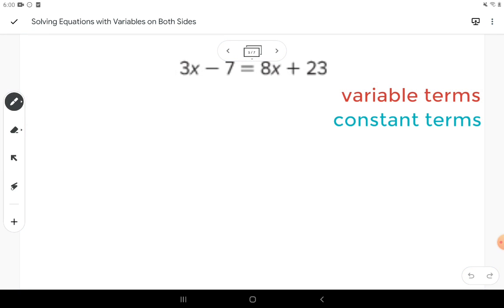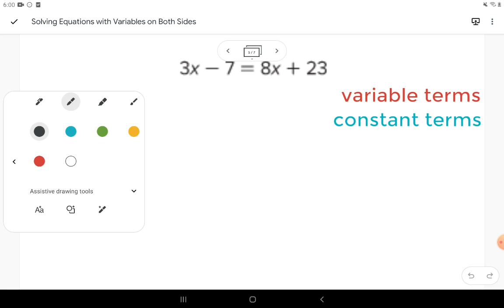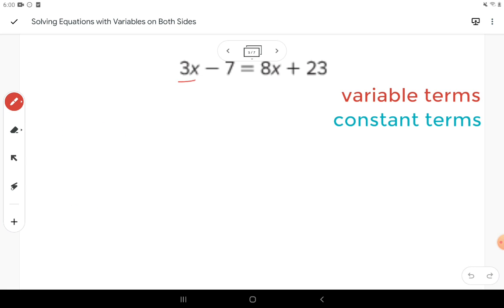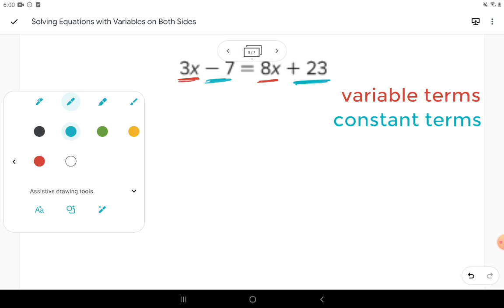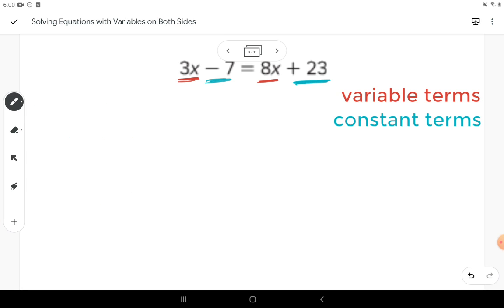I'm going to do one more practice problem here. We have 3x minus 7 equals 8x plus 23. So once again, we're just going to label our terms. Our variable terms are 3x and 8x, and our constant terms are -7 and plus 23. So once again, I'm personally just going to choose to subtract 3x from 8x. It's just my choice.